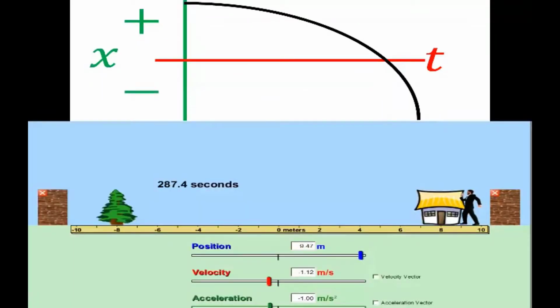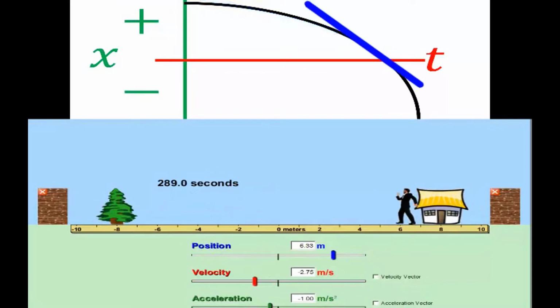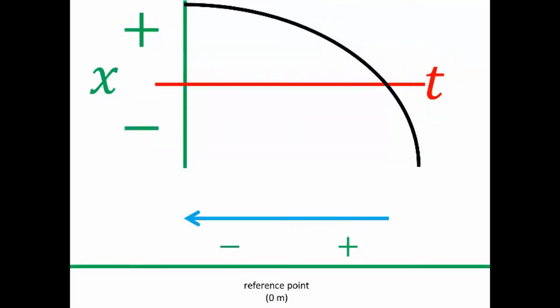Let's watch it. Notice how he's always moving to the left. His velocity is negative. So he starts off slowly while he's on the positive side. He accelerates. He changes his velocity. His velocity gets faster and faster. By the time he's on the negative side, he's moving very quickly.